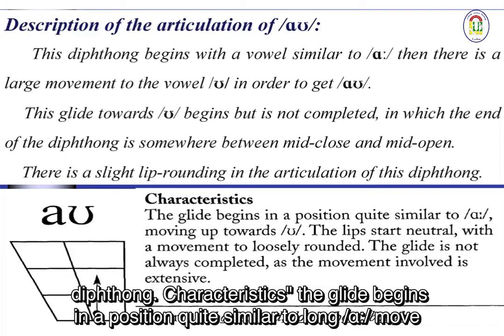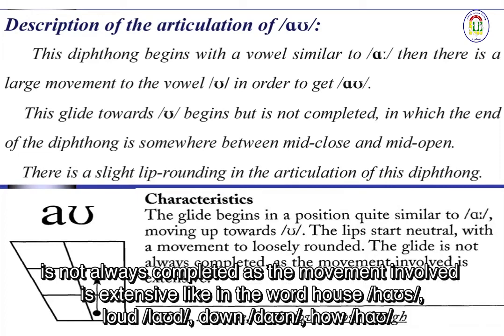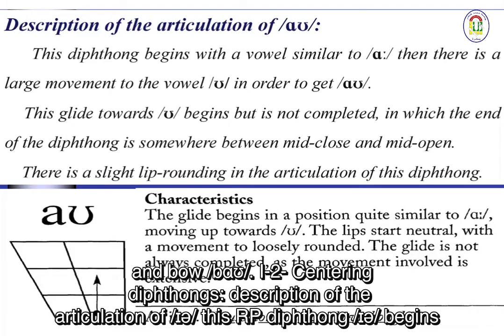Characteristics: the glide begins in a position quite similar to long A, moving up towards U. The lips start neutral with a movement to loosely rounded. The glide is not always completed as the movement involved is extensive, like in the words house, loud, down, how, and bow.